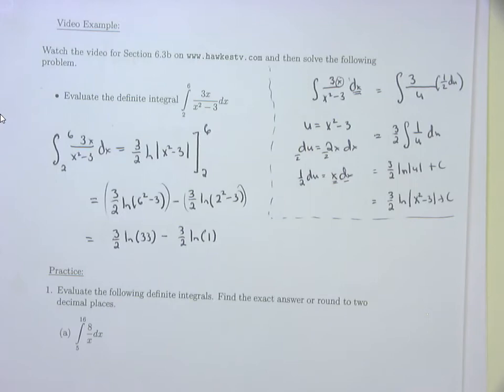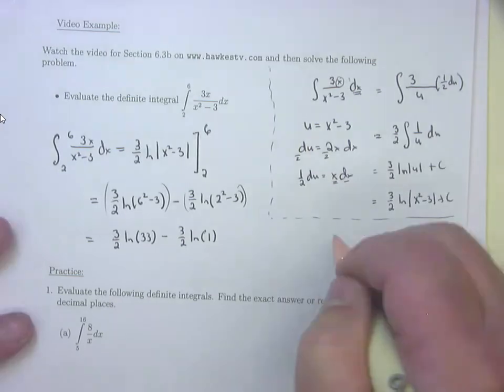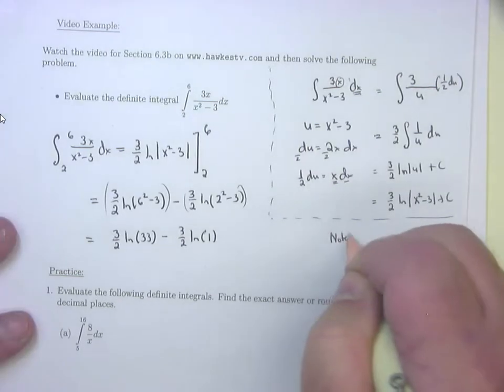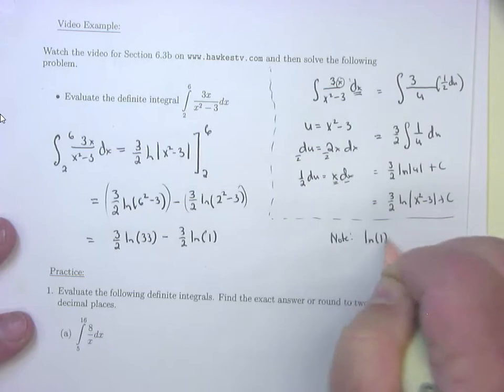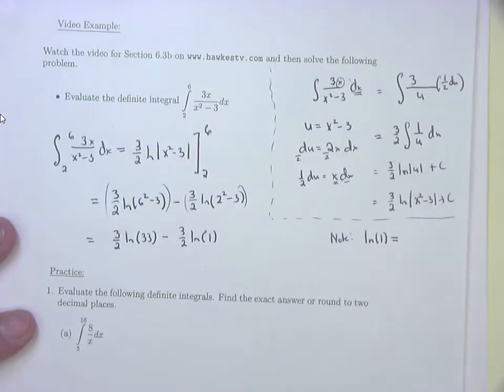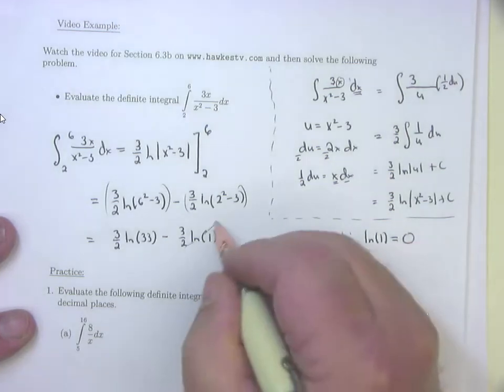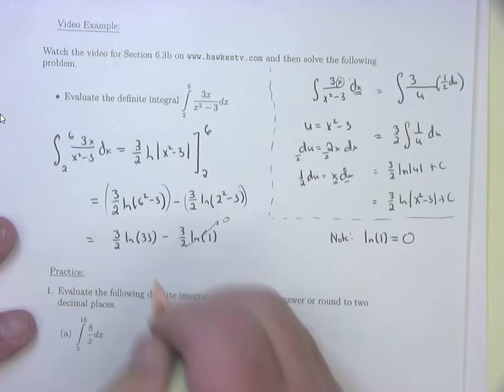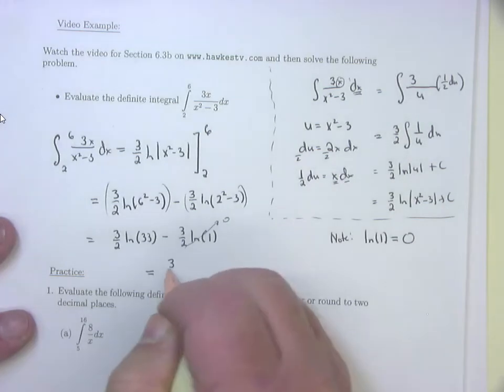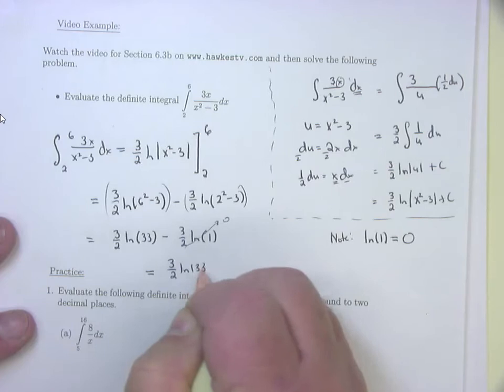And one more thing. A little subtle note. We talked about this before. Note, what is the natural log of 1? This goes back to chapter 3 stuff here. What's the natural log of 1 equal to? 0. So that part actually goes away. Go ahead and crunch your numbers out. So the actual answer is 3/2 natural log of 33.